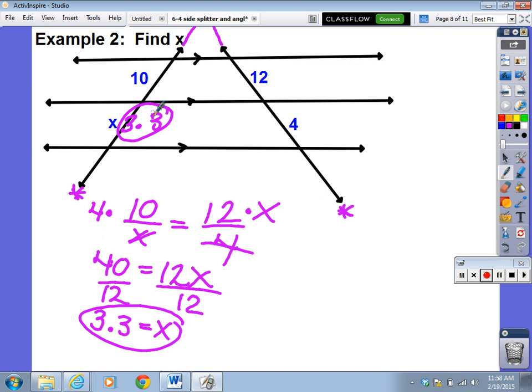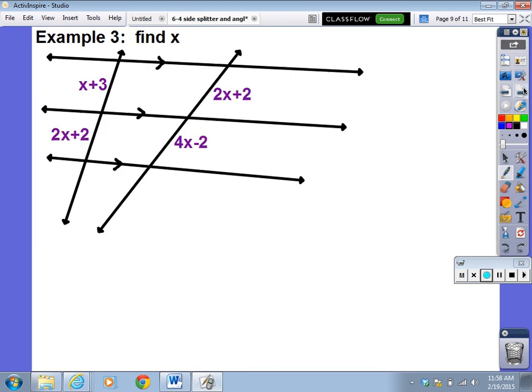Questions? How would you do it on one that has a lot more numbers? So we're going to do another example. Okay, so let's do another one. Questions before we move on?